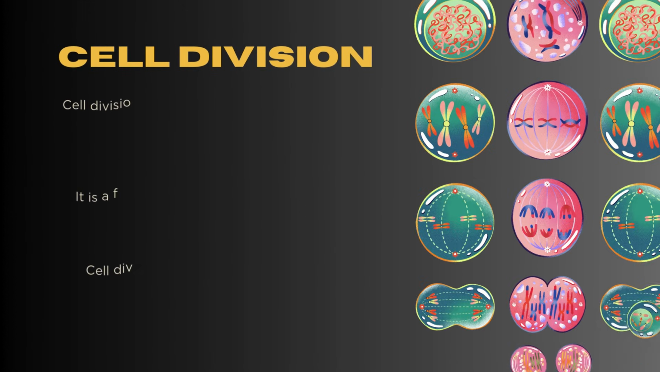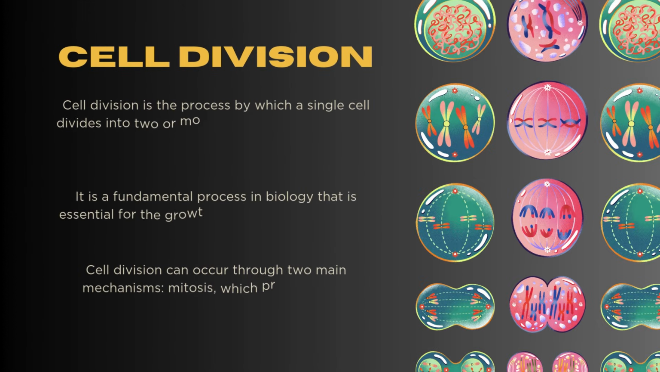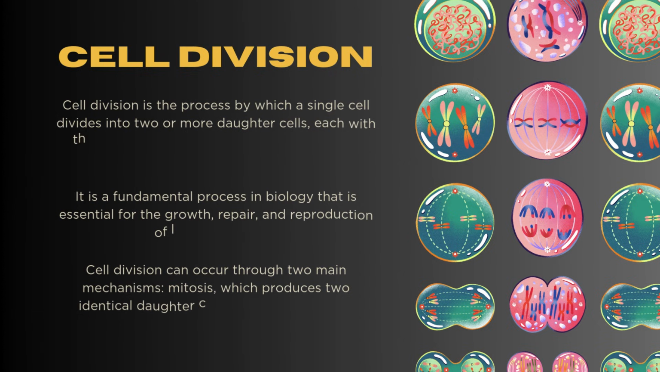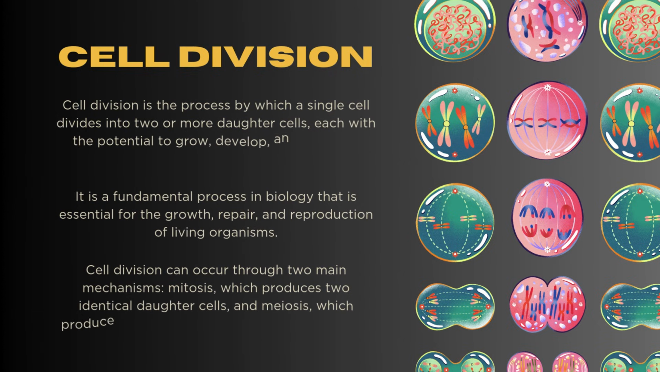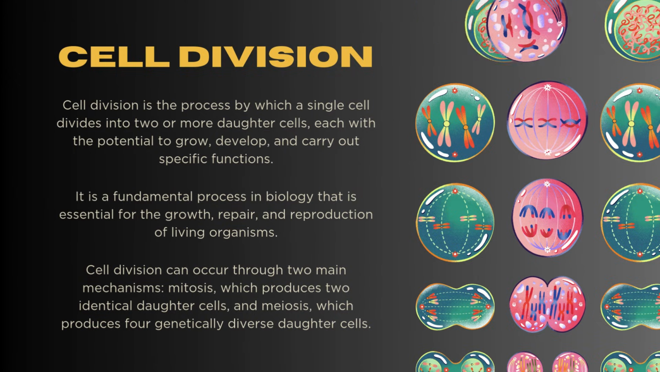Cell division is the process where one cell splits into two or more new cells. These new cells are called daughter cells. There are two main types. Mitosis produces two identical daughter cells. It's used for growth, repair, and asexual reproduction. Meiosis produces four genetically different daughter cells. It's used for sexual reproduction. Think of mitosis as making a perfect copy of a cell, while meiosis mixes genetic material to create diversity.